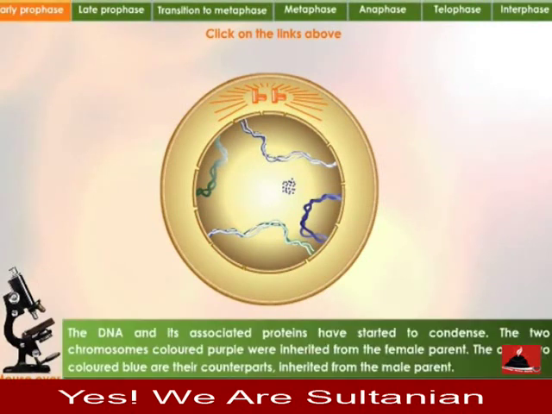Early prophase. The DNA and its associated proteins have started to condense. The two chromosomes, colored purple, were inherited from the female parent. The other two, colored blue, are their counterparts, inherited from the male parent.